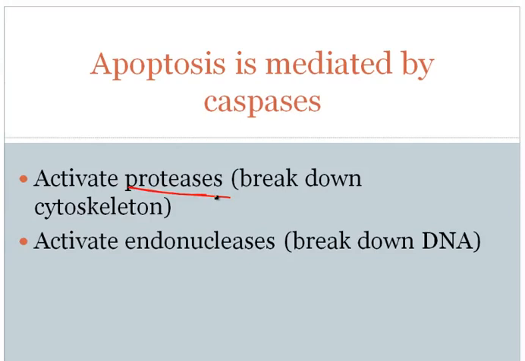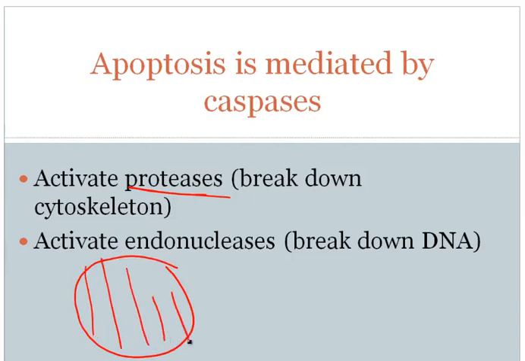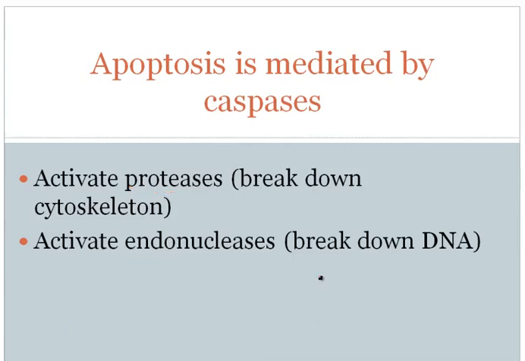Let's go back and remind ourselves that a cell maintains its normal size and shape by the presence of a skeleton, which is called a cytoskeleton. That cytoskeleton is predominantly composed of protein. If we want to take a cell from this size and bring it down to this size, i.e. if we want to shrink it, we've got to trash that cytoskeleton. And who's going to do that? The proteases.